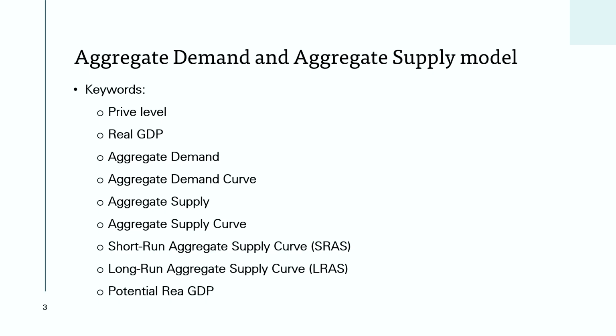Before we get into the graphs, let's look at keywords. You need to be comfortable with these terms: price level and real GDP, aggregate demand and the aggregate demand curve, and aggregate supply, including the short-run aggregate supply and long-run aggregate supply curves. We will also frequently reference potential real GDP, which is our target for a healthy economy. We will use these terms throughout this lecture.